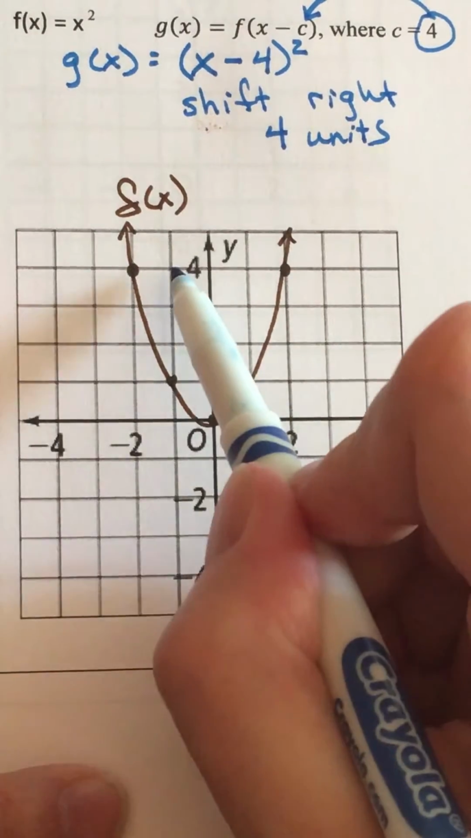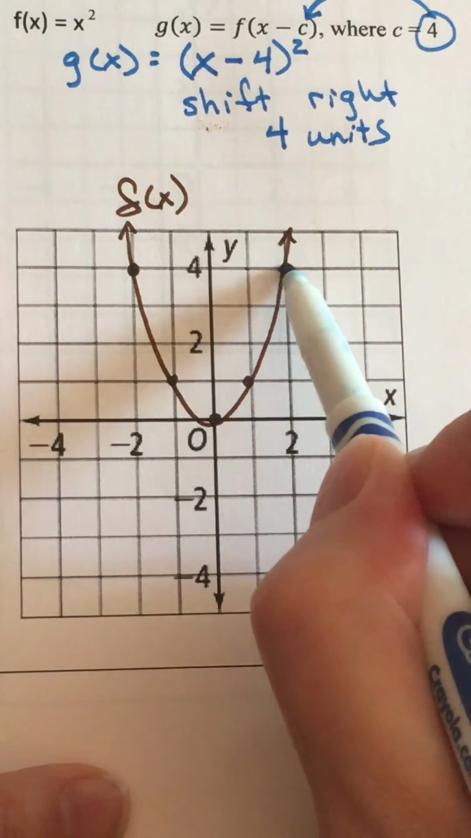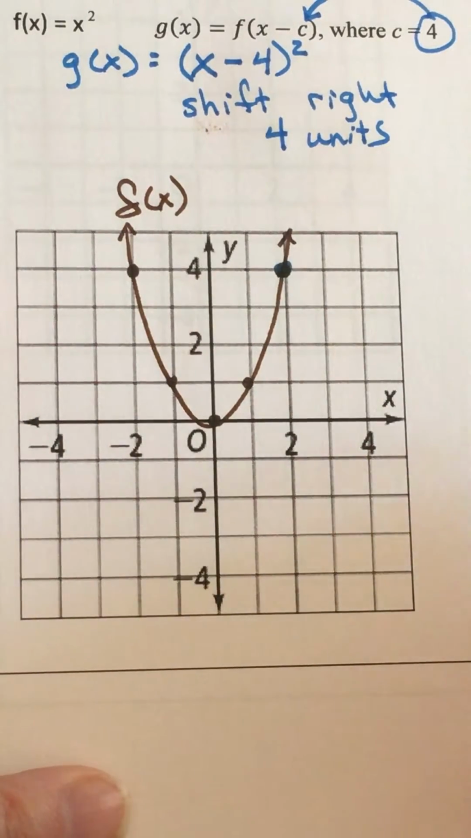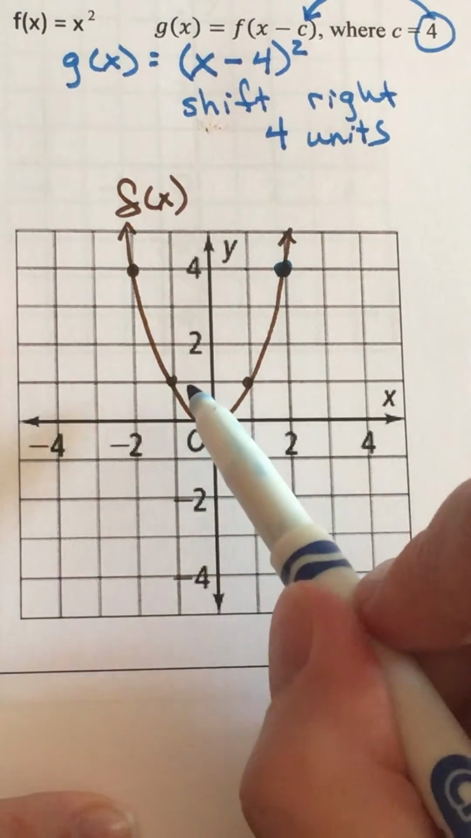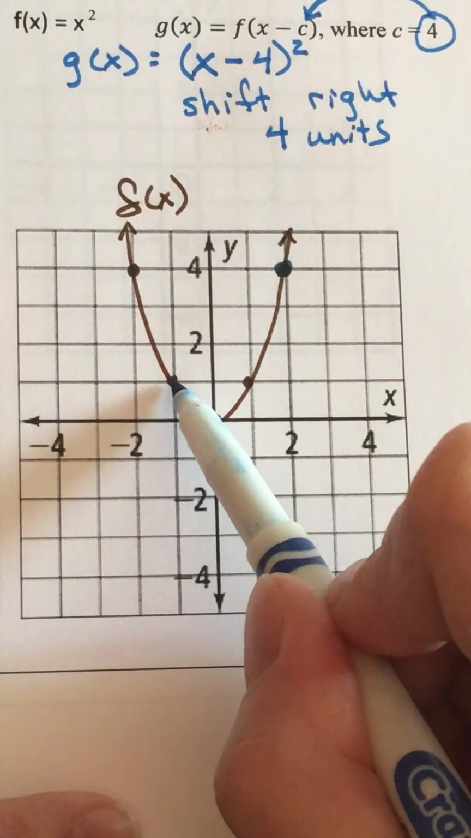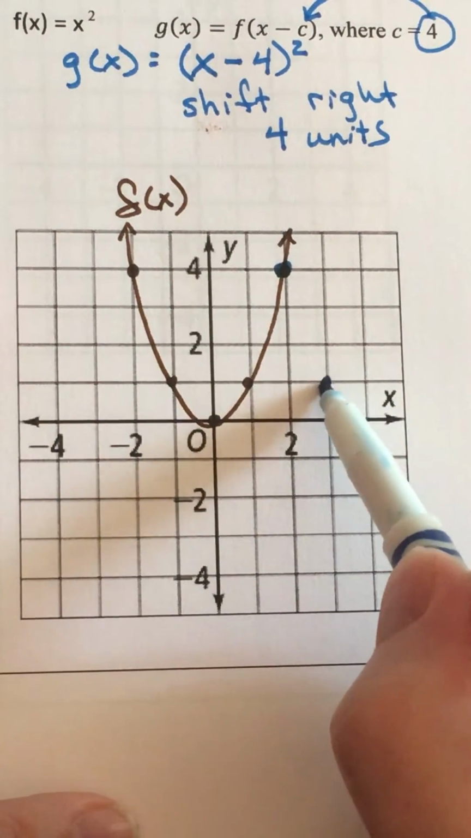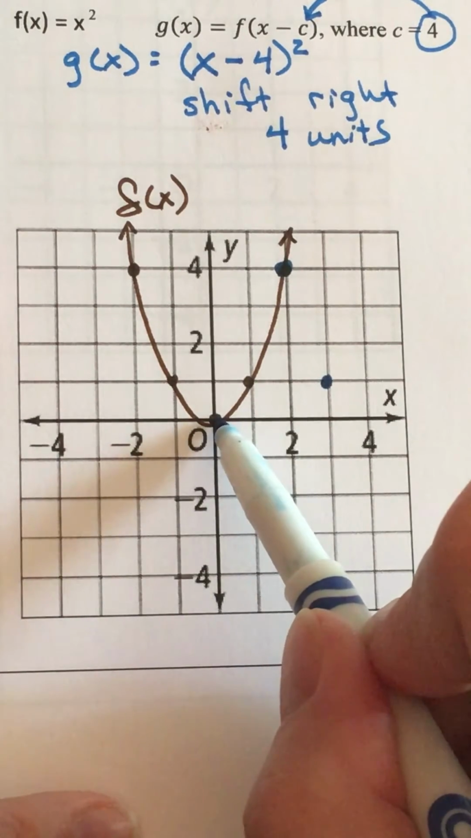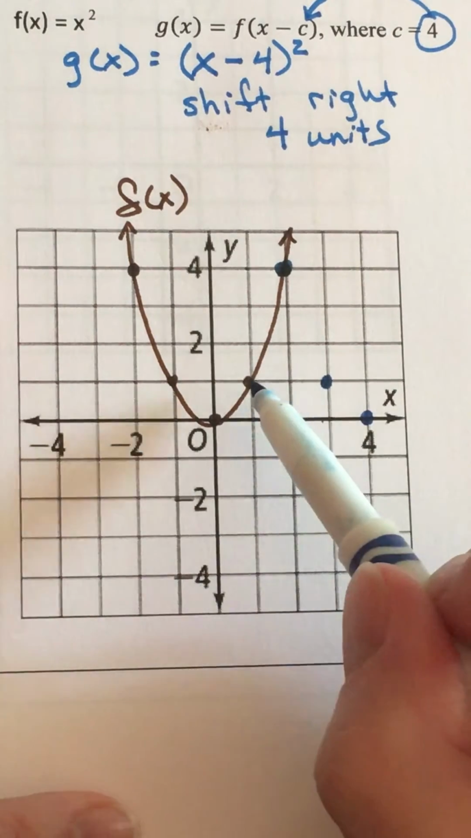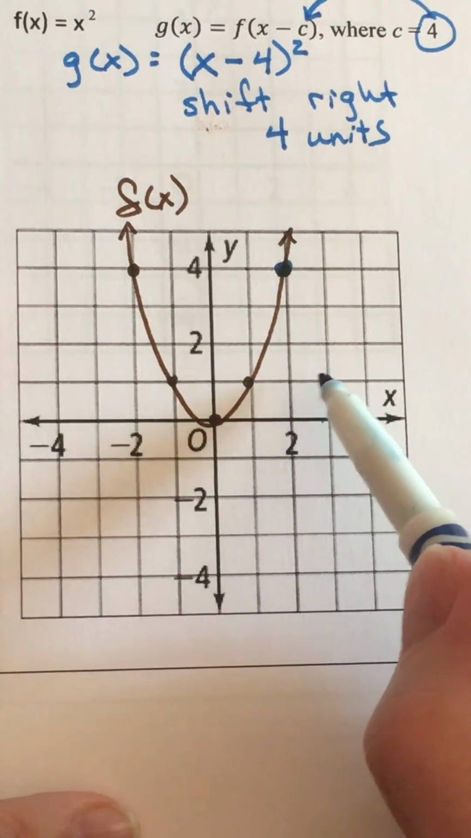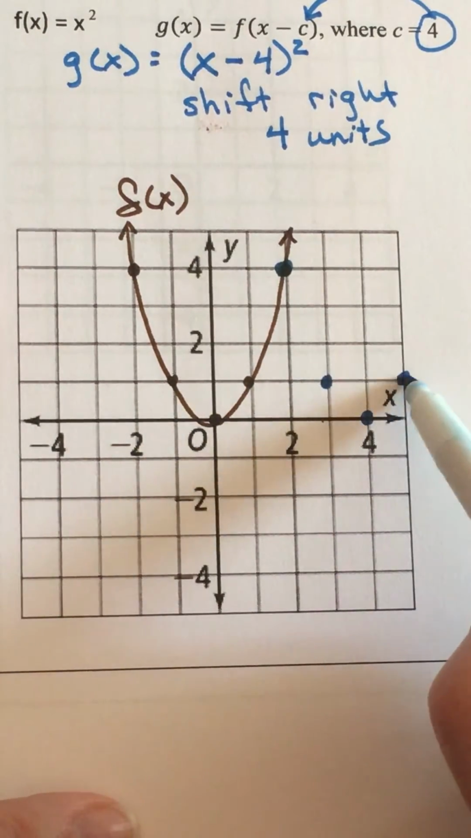All right, let's do that. Here we are, point 1. 1, 2, 3, 4. Hey, it landed on one of our original points of f of x. I don't think any of the others will do that. Here's our second point. Let's count to the right. 1, 2, 3, 4. My third point. 1, 2, 3, 4. Fourth point. 1, 2, 3, 4.